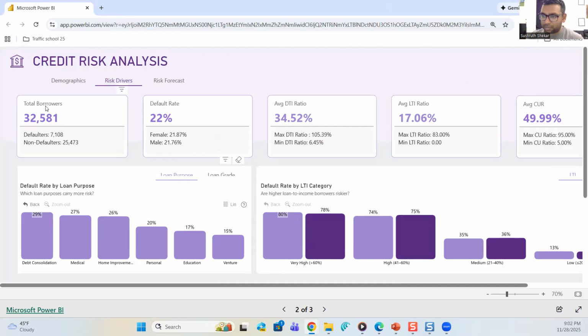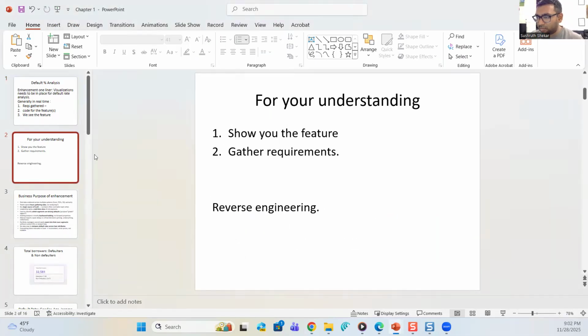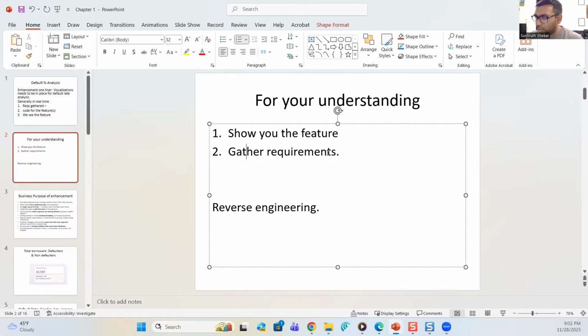But for the purpose of training, for me to make you understand the requirements gathering process, I'm showing you the feature first and then gathering requirements. So we are reverse engineering. Of course, the coding part we don't need to do, because you are not a developer. You are a business analyst, so we are not going to touch that. Hope this is clear. If it's not clear, comment below and I'll get back to you.